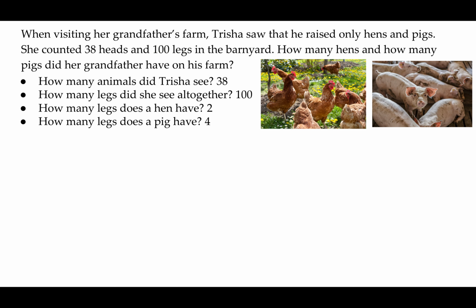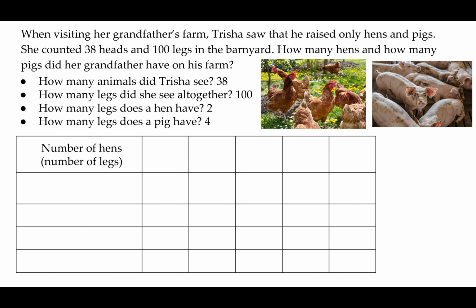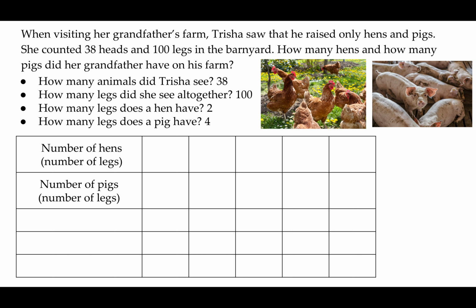One way that you can approach this is to guess and check, and I'm going to use a table for my guess and checking. First I'm going to record the number of hens and the number of legs, the number of pigs and the number of legs. Then I'm going to count the total number of heads, because that's the total number of animals, and the total number of legs, and I'm going to see if my legs equal 100 and my heads equal 38. Okay, so let's just guess with a 10.